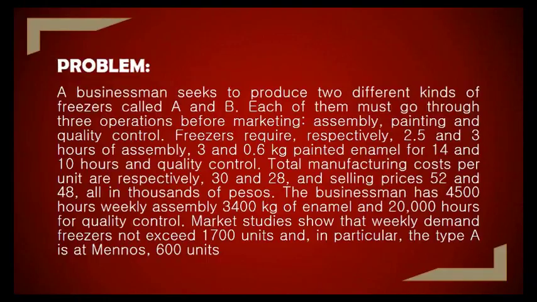Problem. A manufacturer seeks to produce two different kinds of freezers called A and B. Each of them must go through 3 operations before marketing: assembly, painting, and quality control. Freezers require, respectively, 2.5 and 3 hours of assembly, 3 and 0.6 kilograms of painted enamel, and 14 and 10 hours of quality control. Total manufacturing costs per unit are respectively 30 and 28, and selling prices 52 and 48, all in thousands of pesos.